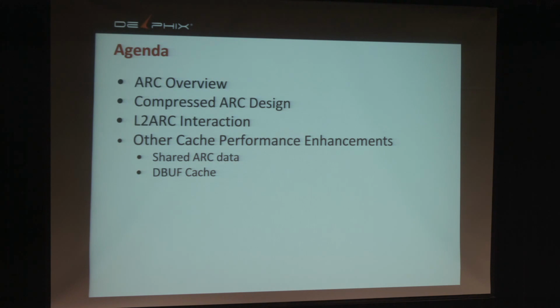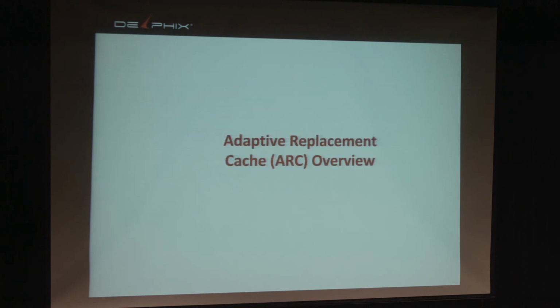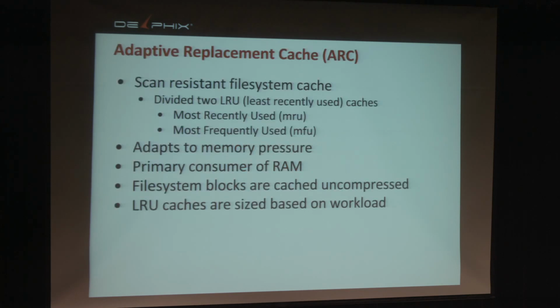And then finally, I'll talk a little bit about the performance enhancements that we did on top of the compressed ARC, and I'll go into more detail on why that was necessary. So first, I'll start with just describing a little bit about the ARC. ARC stands for Adaptive Replacement Cache. It is the primary consumer of RAM within ZFS, and by default takes every piece of RAM except for about 1 gig. It's designed to be a scan-resistant file system cache, and it's comprised of 2 separate LRU caches. So it breaks it up into most recently used and most frequently used caches.